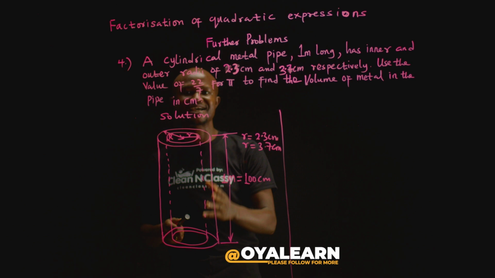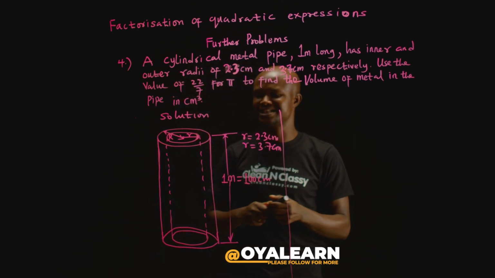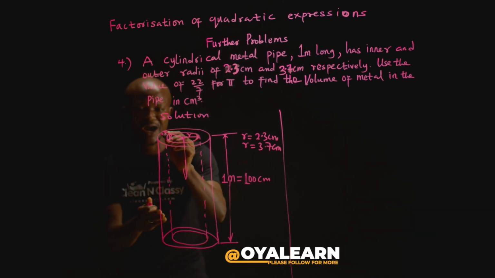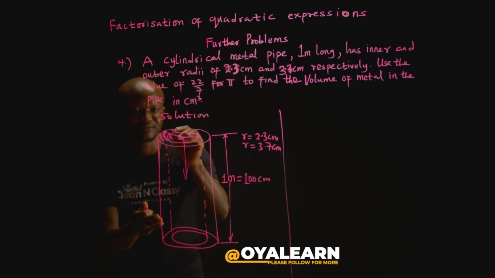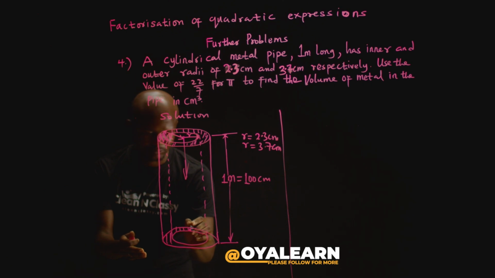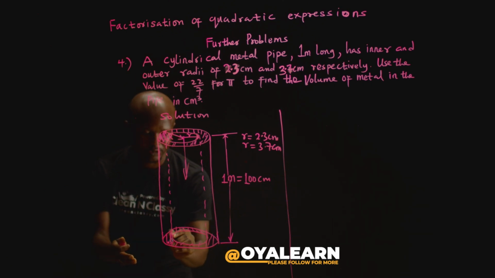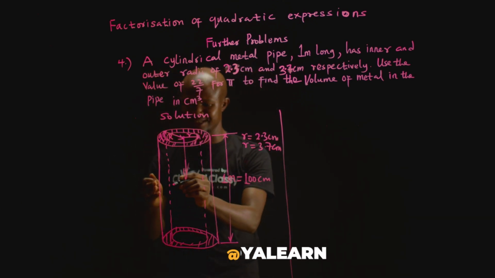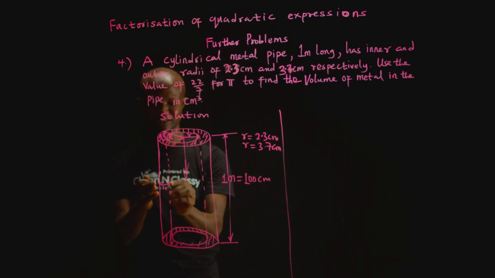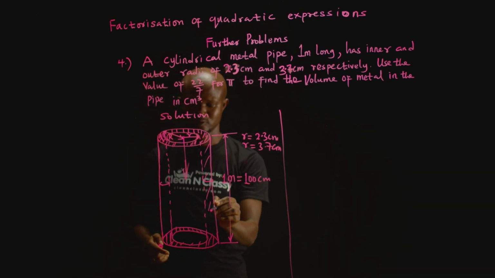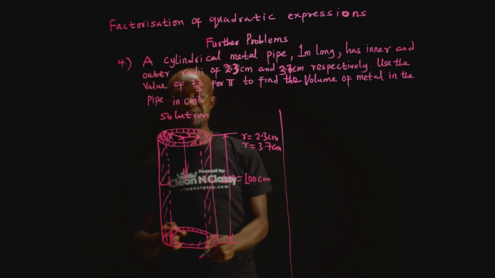In this case, we need to find the volume of the metallic part. Inside here is the hollow part, while here I can shade this part. These are the metallic part. We also see the thickness here, from here to here. This is the thickness. Now we can find the volume.